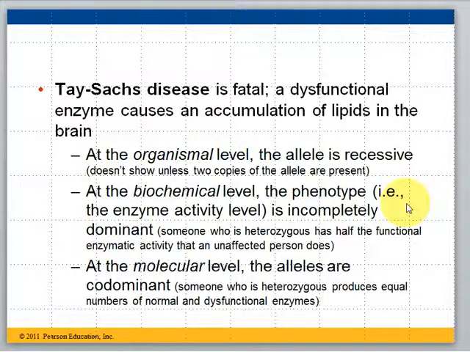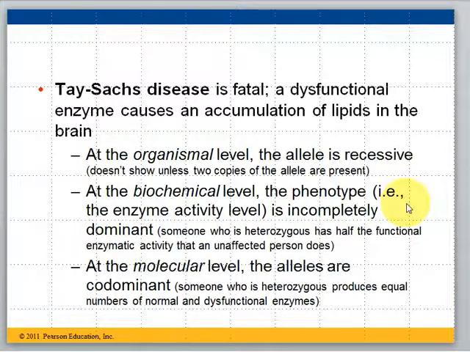So that would be like incomplete. At the molecular level, you would call the alleles codominant, because if you are heterozygous, you produce an equal number of working and non-working enzymes. So they don't really affect each other. You have some cells that produce working enzymes and some cells that produce non-working enzymes, or the cells produce a 50-50 ratio of working and non-working. So we would call that codominant at the molecular level.